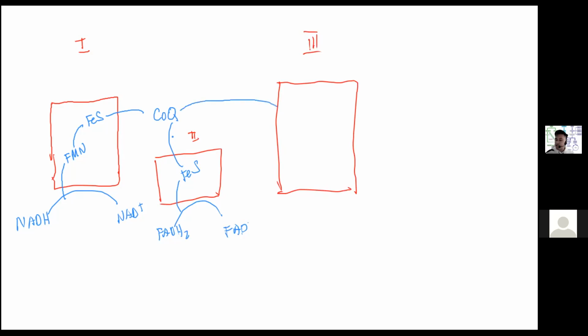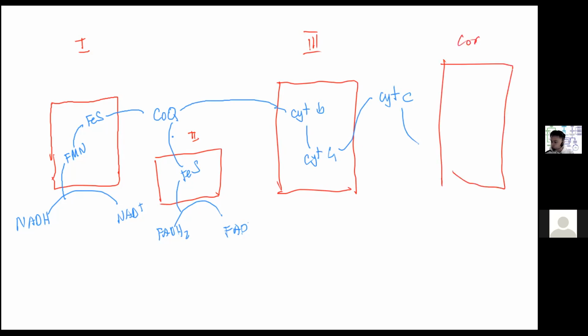So what is in complex 3? What is the first to receive? Your cytochrome. What cytochrome? Cytochrome B, followed by cytochrome C1. And then the last acceptor is your cytochrome C. Am I right? And then cytochrome C will then pass it on to your complex 4.